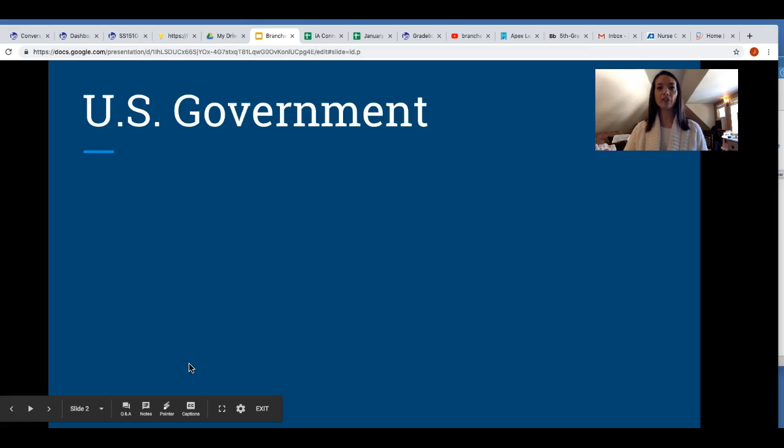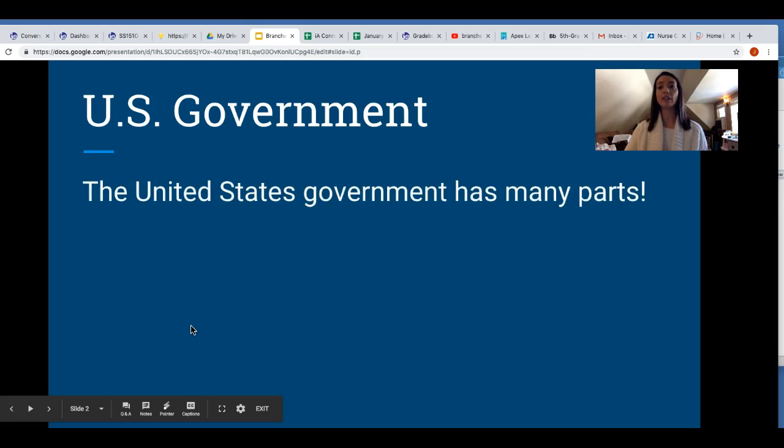All right, our first slide reads U.S. government. So it's always a good idea to try to take notes in the same format. On your piece of paper, you're going to write the heading U.S. government, and then beneath it, you can record the details that go along with U.S. government, okay? So before we get into the branches of government, I want you to understand that there are different levels of government. And we have to follow all of the rules of the different levels, okay?